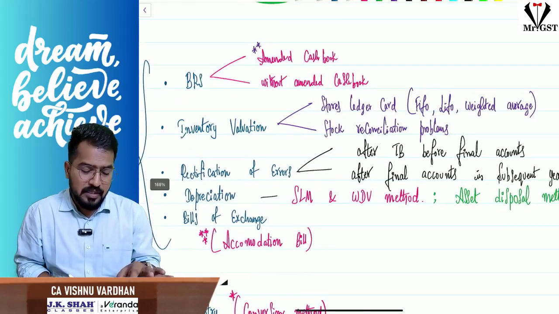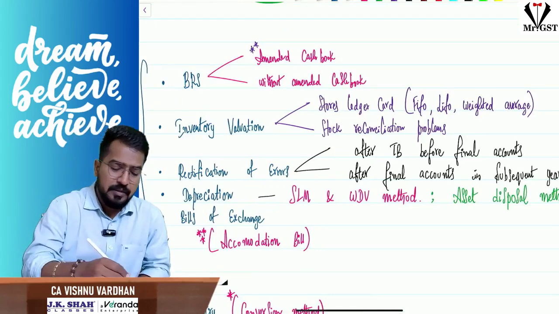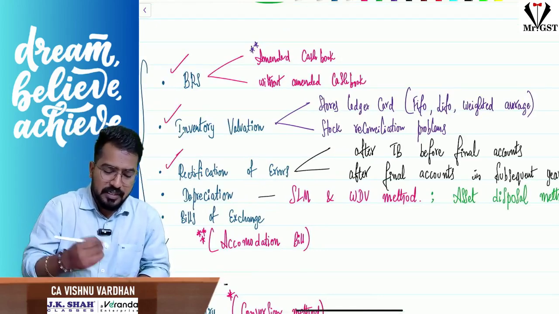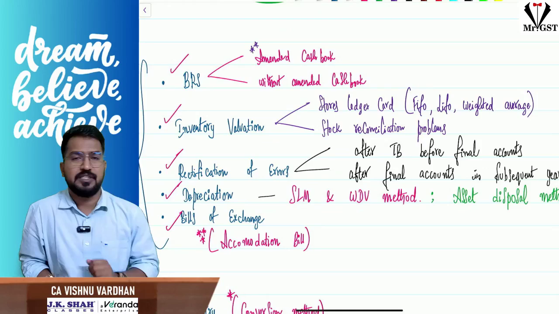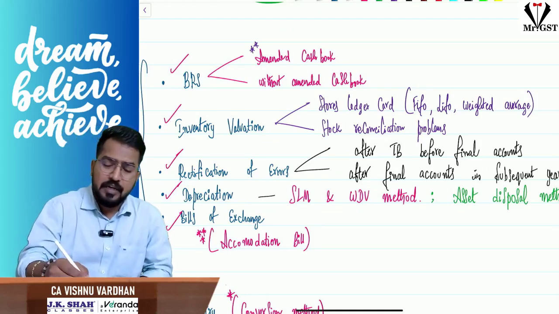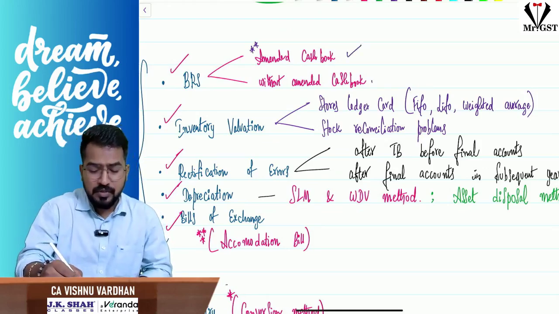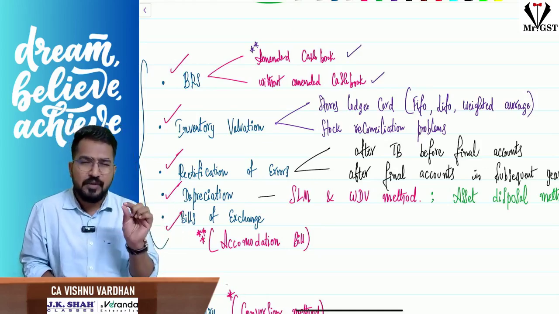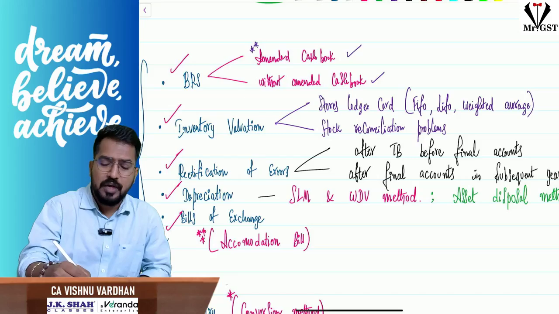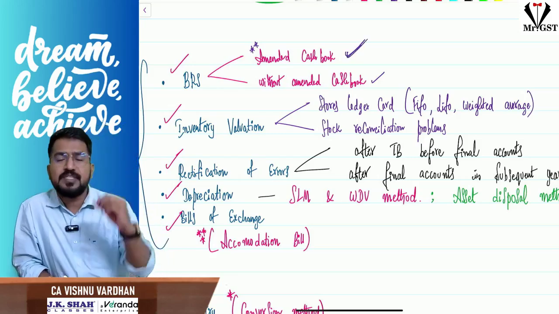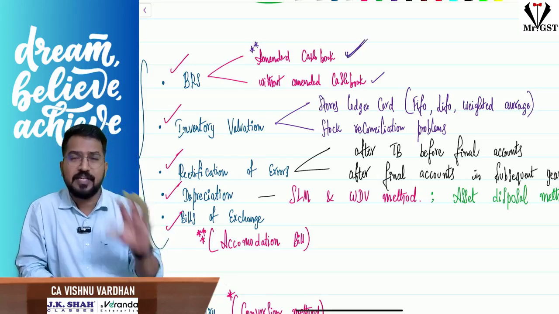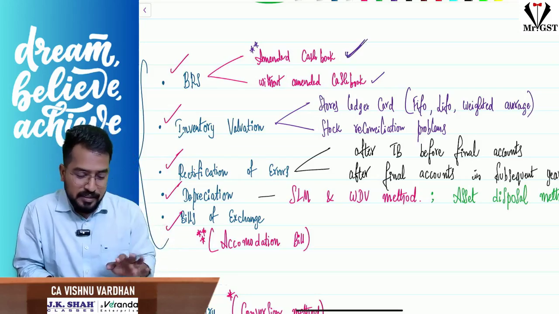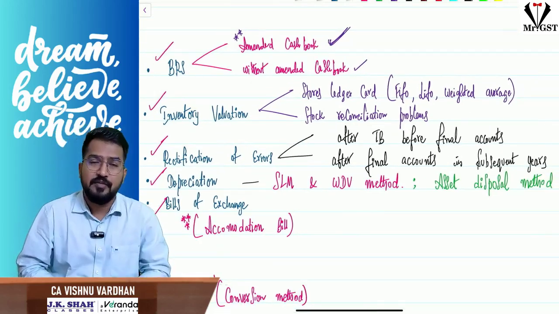First, this set of 5 chapters: BRS, inventory valuation, rectification of errors, depreciation and bills of exchange. In BRS, there are 2 varieties: one with amended cash book and one without amended cash book. Go through both varieties, but give a little more preference to amended cash book. That means solve 1 or 2 extra problems from amended cash book. It is not that amended cash book will definitely come in the exam, right? So that one.